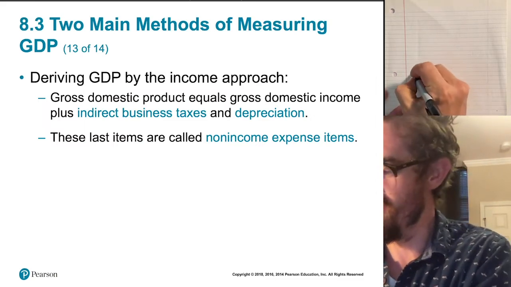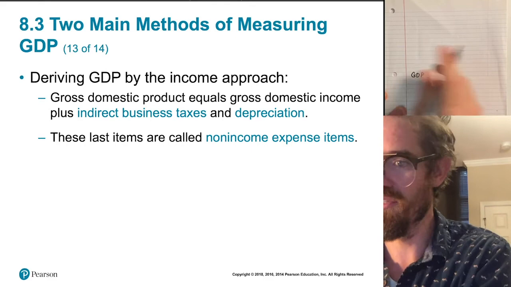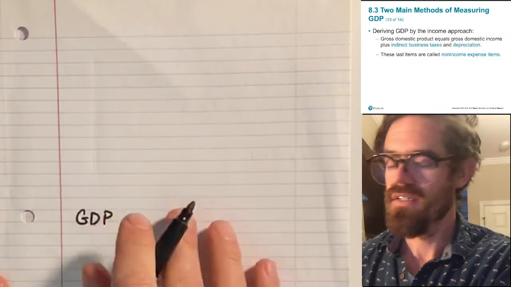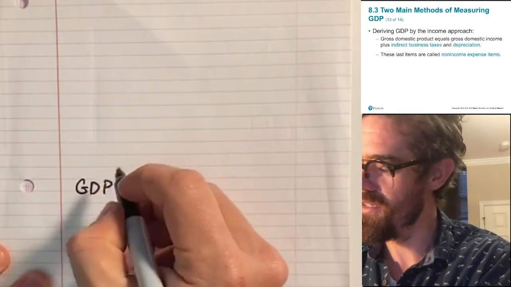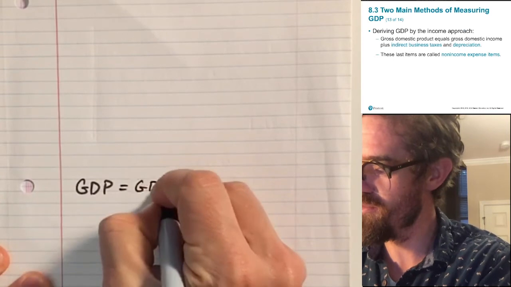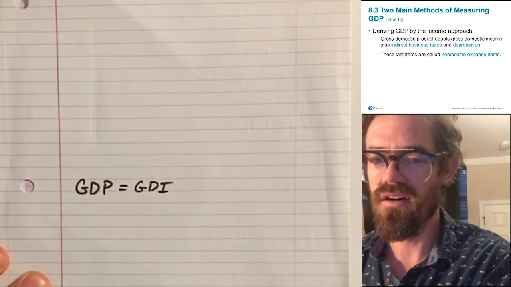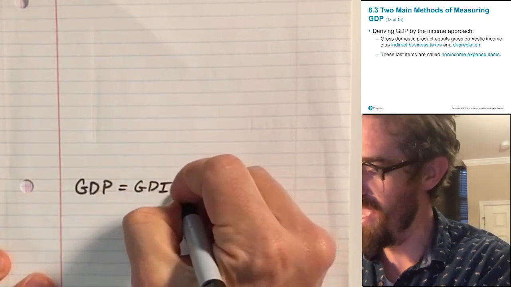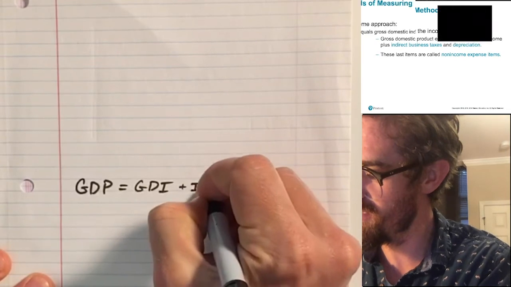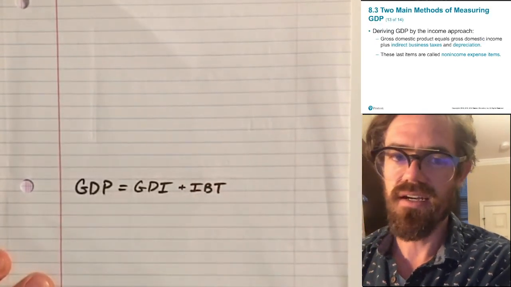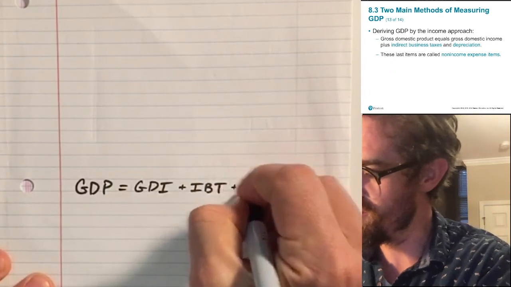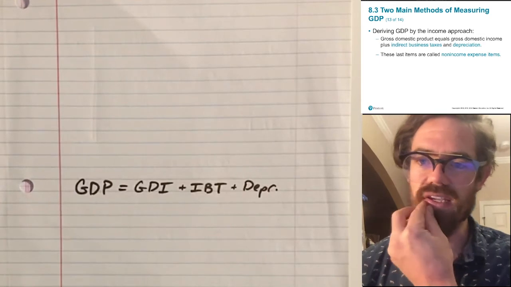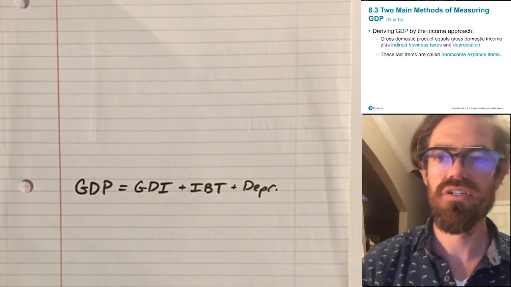All right, so what I just said is that GDP, using the income approach, switch over to my doc cam so you can see this. GDP, using the income approach, is equal to gross domestic income, right? Which again is all those four different incomes to the factors of production. And then we add to that indirect business taxes, and then we add also depreciation. Okay, so that's how you get GDP using the income approach.